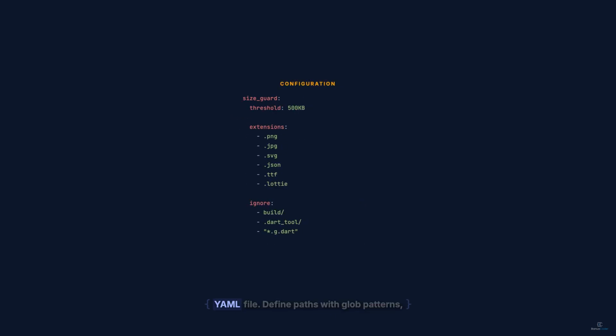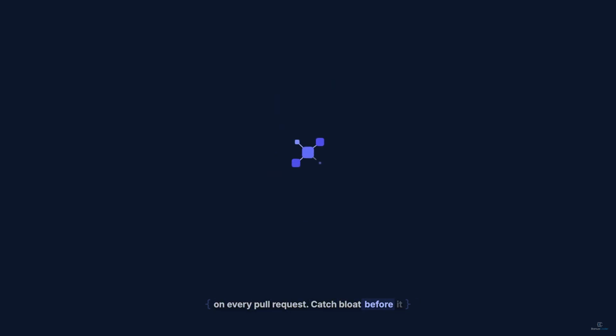Configuration is a simple YAML file. Define paths with glob patterns, set maximum sizes, and SizeGuard enforces them on every pull request. Catch bloat before it ships.